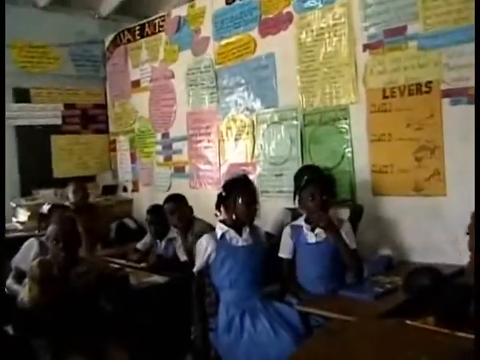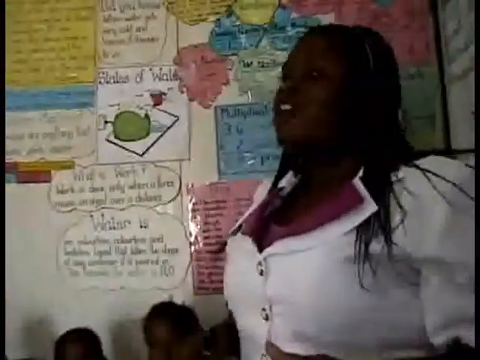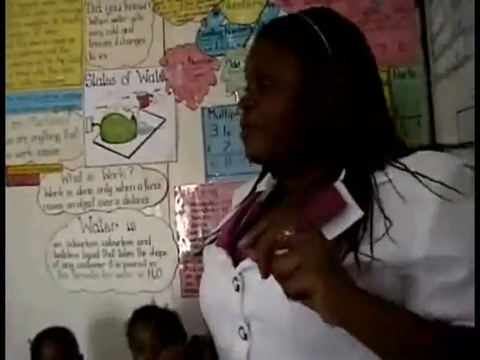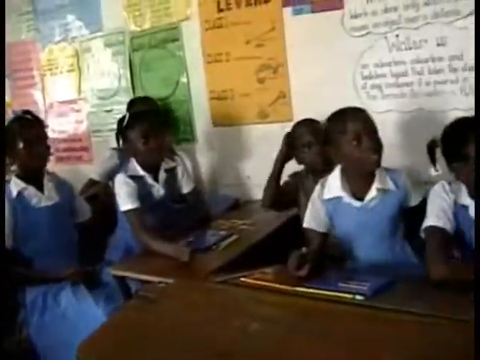Alright, so perimeter is what? When we find the distance around any what? Shape. Perimeter is when we find the distance around any shape. Alright, clap yourselves. You did well.